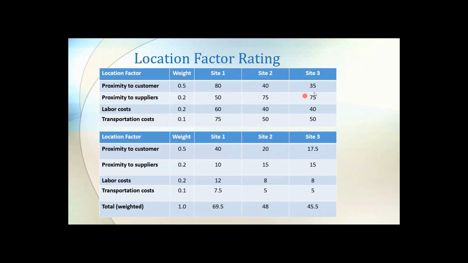Each of these is based upon 1 to 100. As you can tell here, the weights are a percentage, so if you add all these up, it equals 1.0, which is 100%. For instance, transportation costs is considered 10% weight of the entire decision. Labor costs is 20%. Proximity to suppliers, 20%. Proximity to customers, 50%.